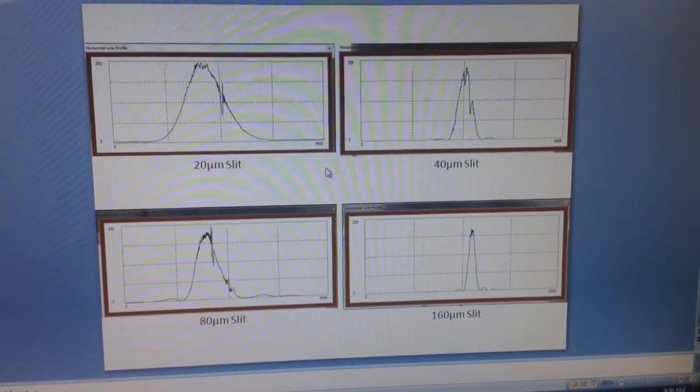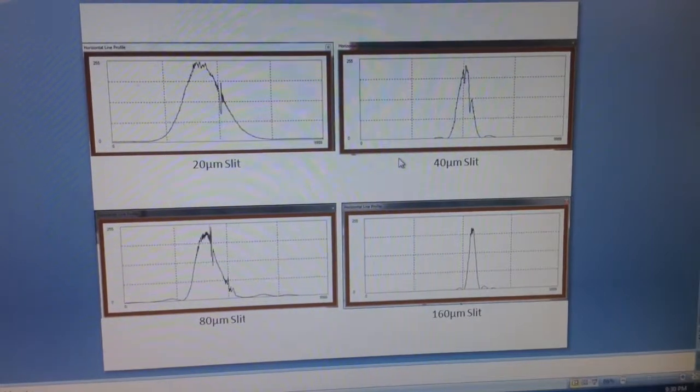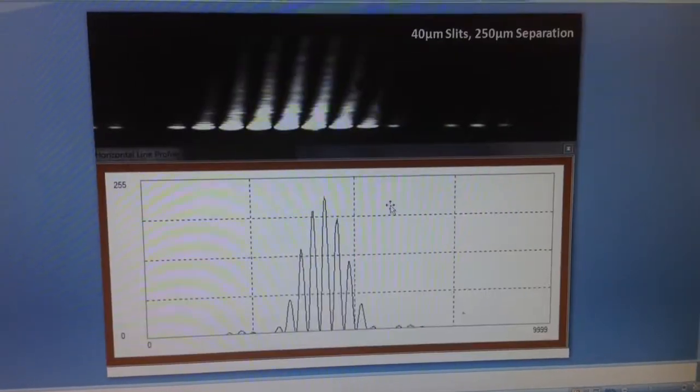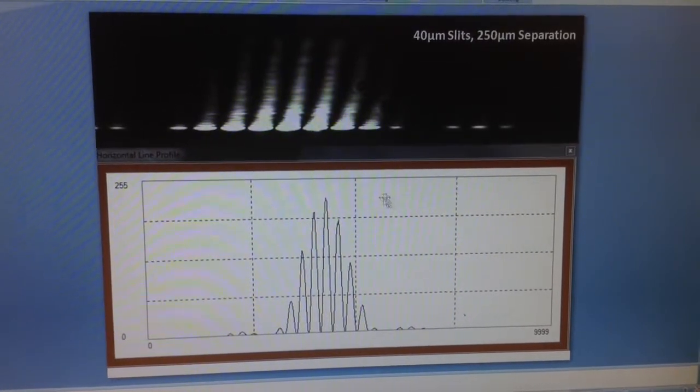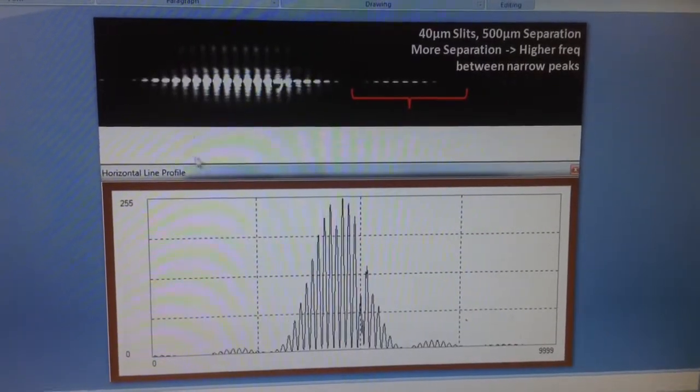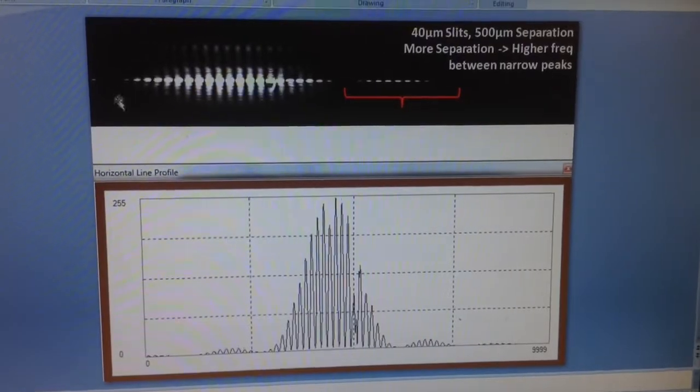function. Here we used 4 different single slits of varying sizes, and we saw as we increased the width, we decreased the mode spacing. For the double slit apertures, we saw that as we increased the separation, we increased the frequency of the interference peaks.